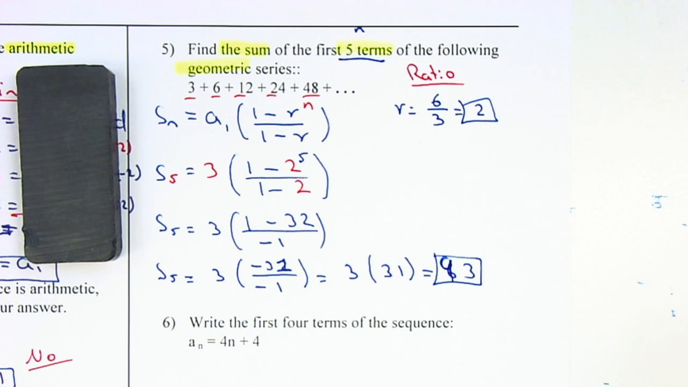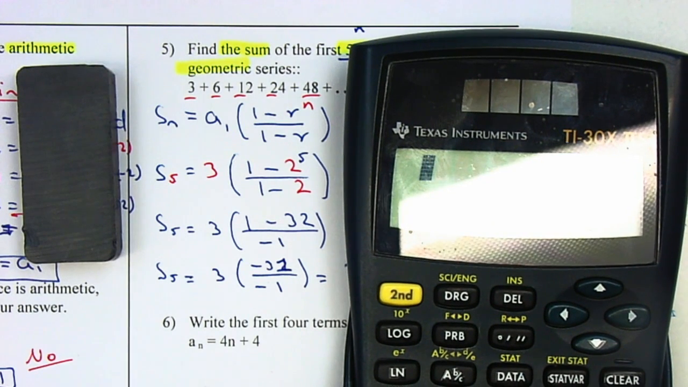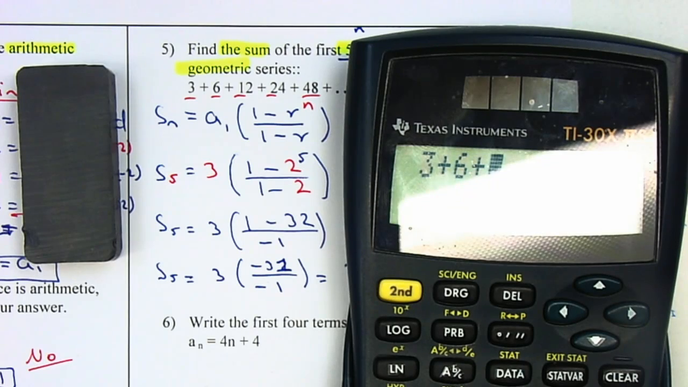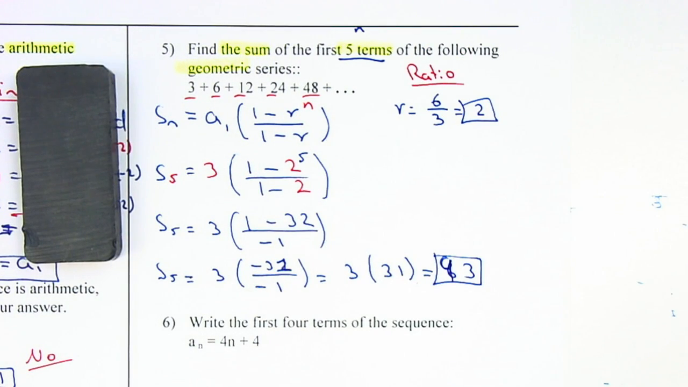Now some of you will say, if I add those numbers above, the 3 plus the 6 plus the 12 plus the 24 plus the 48, that is 93, which is correct. But you need to show me this process.